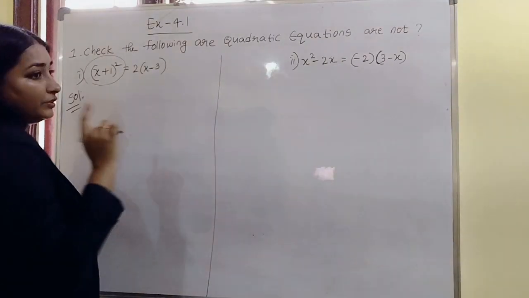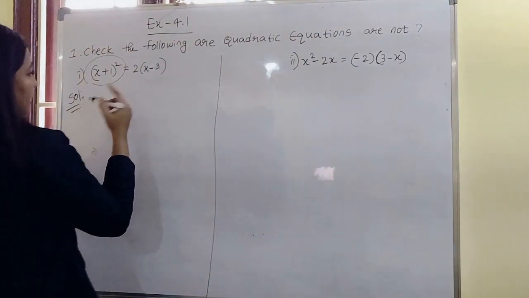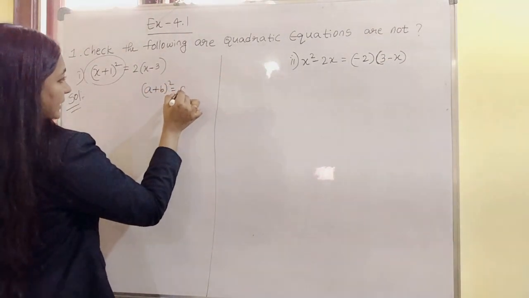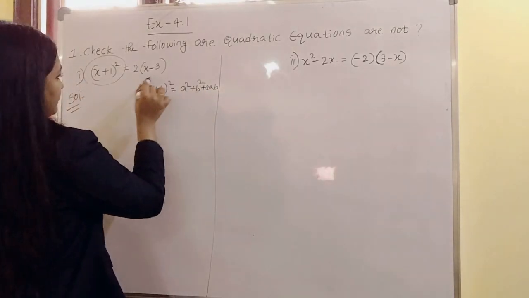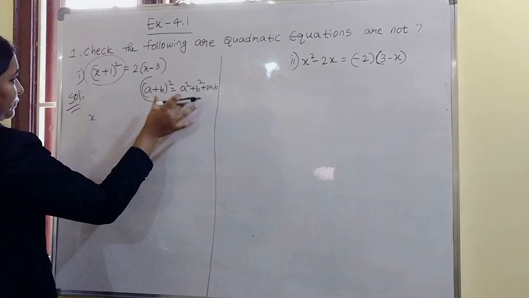is the excess. Again, which formula should you use? The (a plus b) whole square formula. Tell me, what is the (a plus b) whole square formula? a square plus b square plus 2ab. Okay, so apply this formula here.